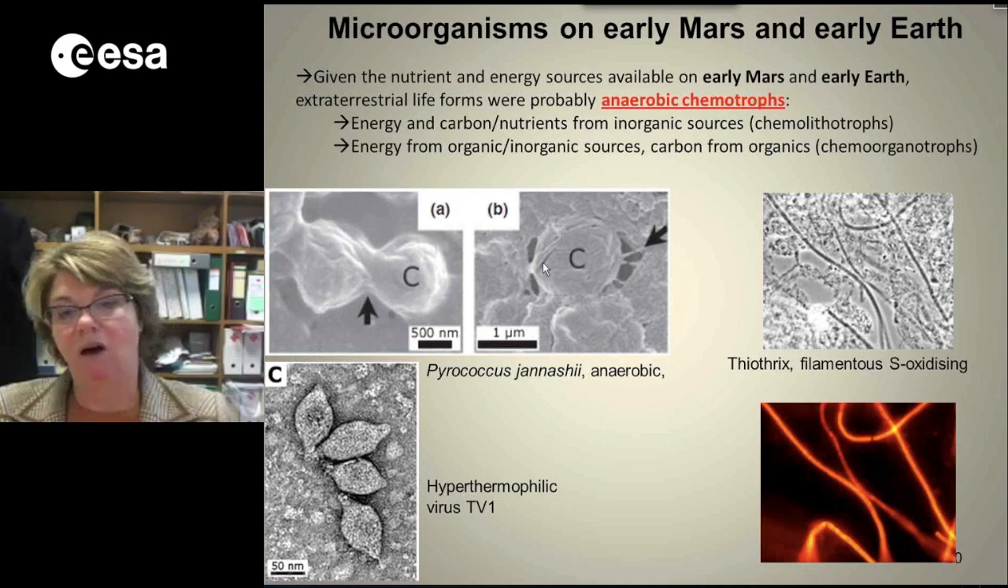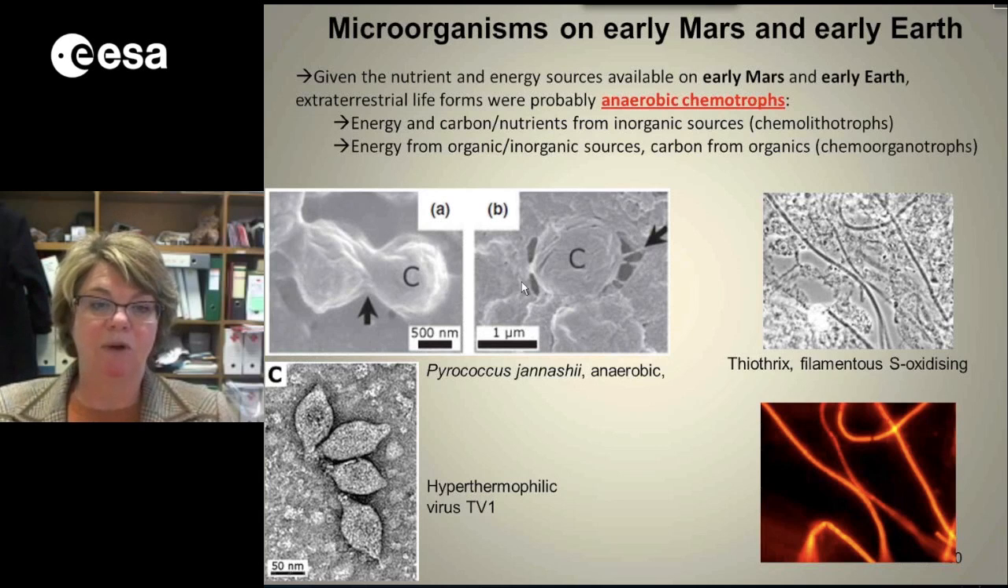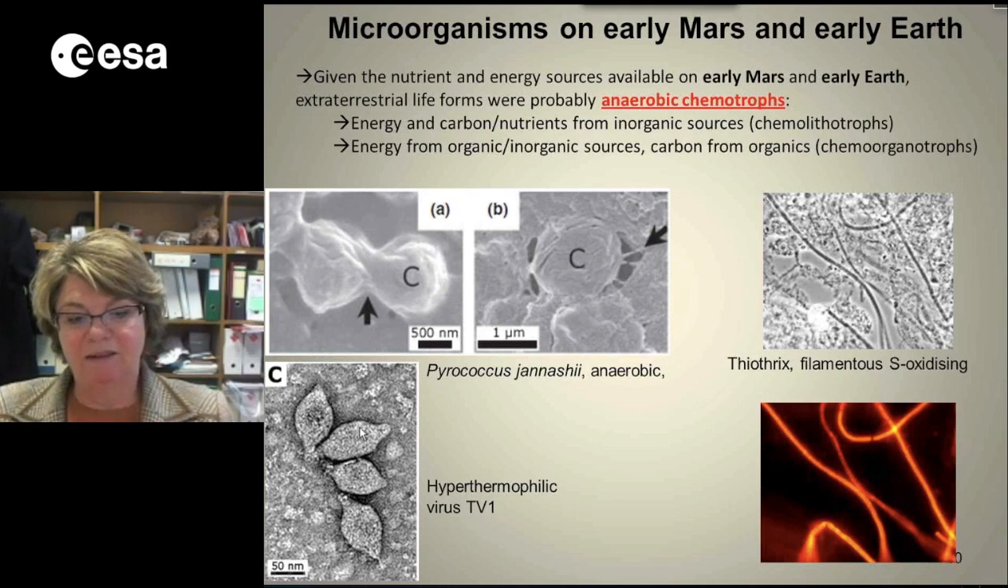And I have here some images of the types of organisms that could have occurred on Mars, or could maybe still be on Mars if there's still active life in the subsurface. We have the methanogen Pyrococcus yayanosii on the middle left, and the chemolithotroph Thiothrix, a filamentous sulfur oxidizing microorganism. I've also added hyperthermophilic viruses that are associated with organisms such as Pyrococcus. And I will come back to this right at the end of my talk.